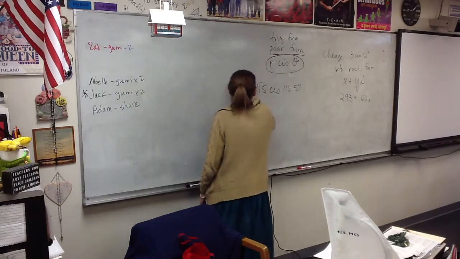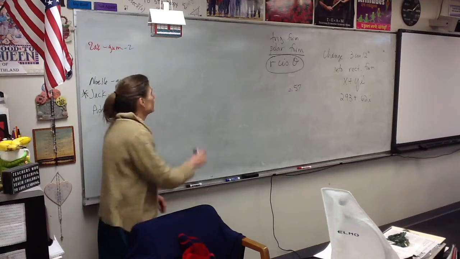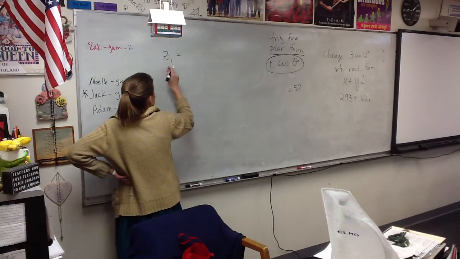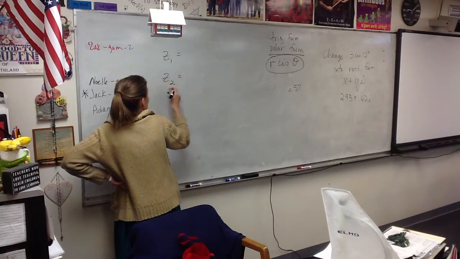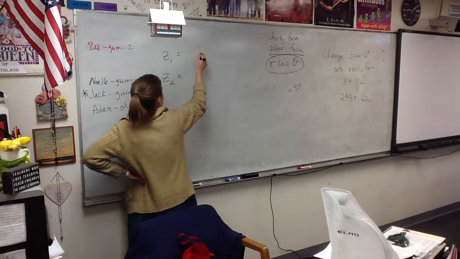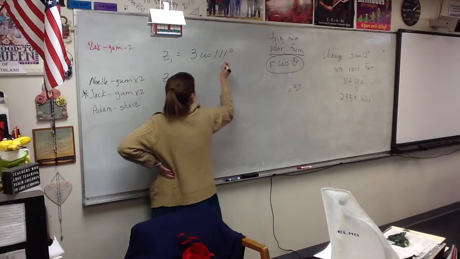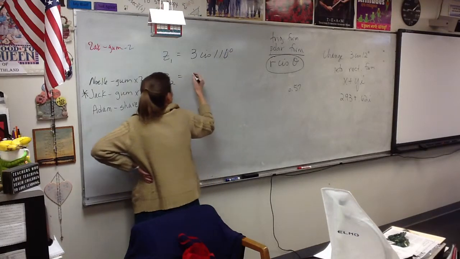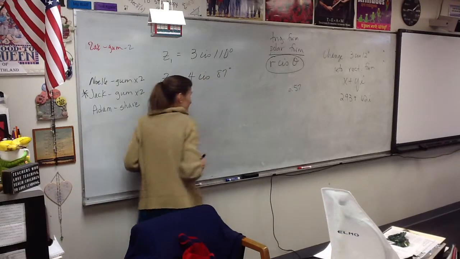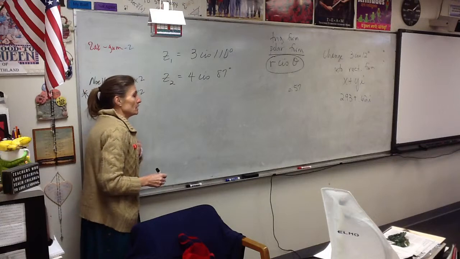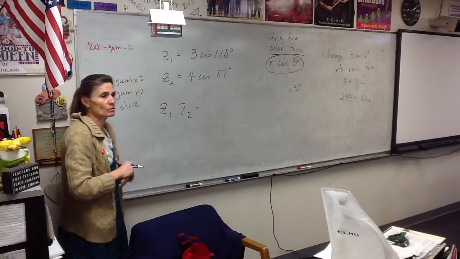Now, let's suppose we have a couple of complex numbers in trigonometric form. Your book names them, so I will name them the same way. Your book names them Z1, Z2, Z3. So let's say we have 3 CIS 110, and 4 CIS 87. And we want to multiply these two numbers together.